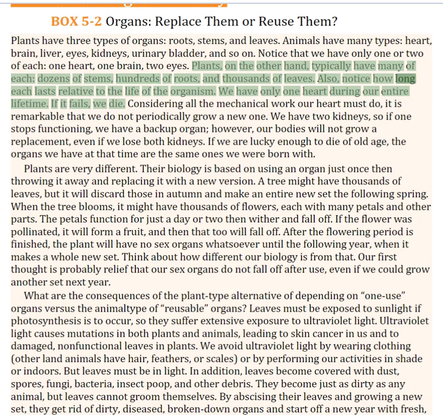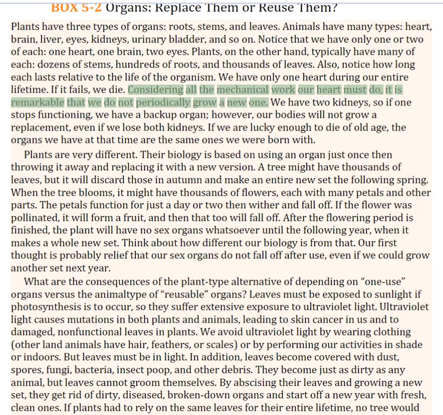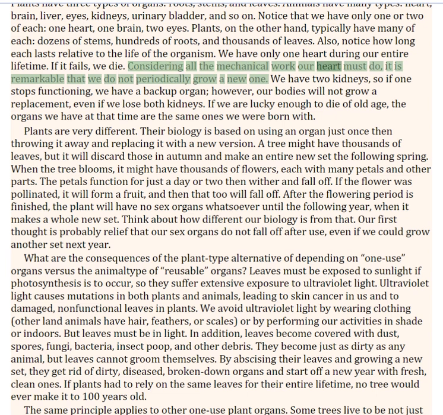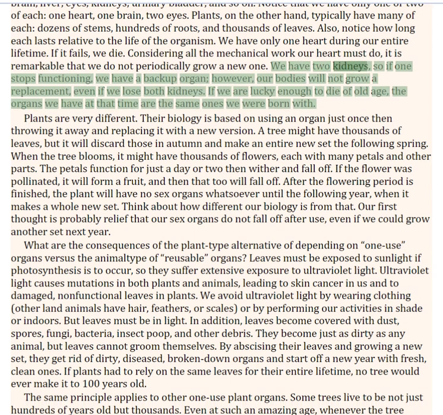Also, notice how long each lasts relative to the life of the organism. We have only 1 heart during our entire lifetime. If it fails, we die. Considering all the mechanical work our heart must do, it is remarkable that we do not periodically grow a new one. We have 2 kidneys, so if one stops functioning, we have a backup organ. However, our bodies will not grow a replacement, even if we lose both kidneys.